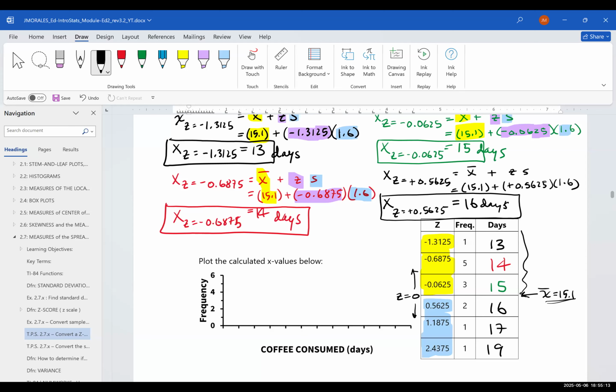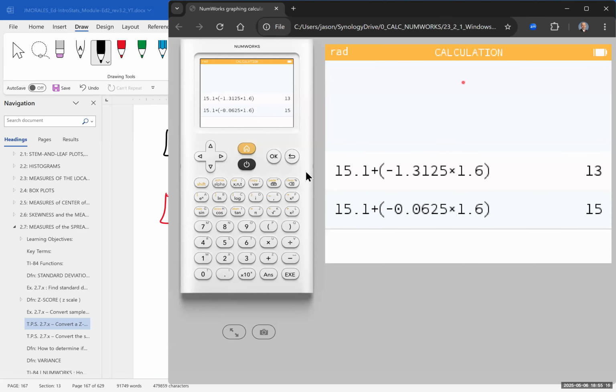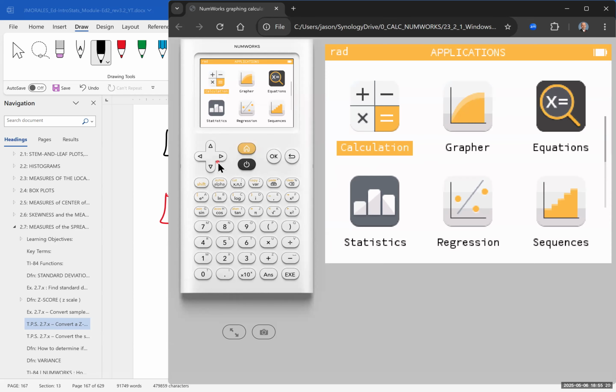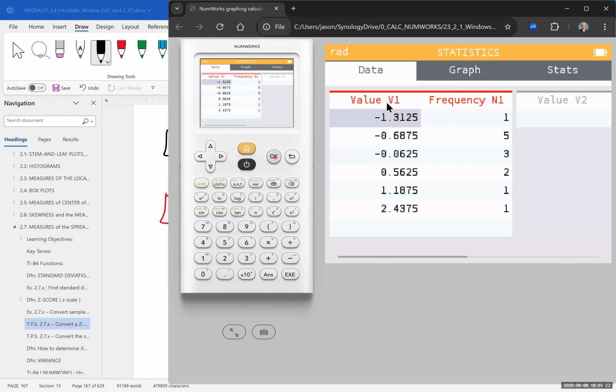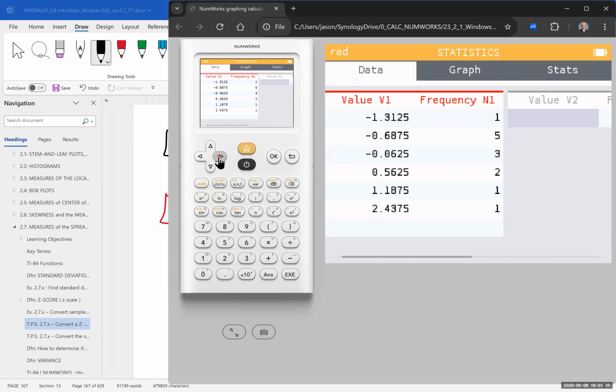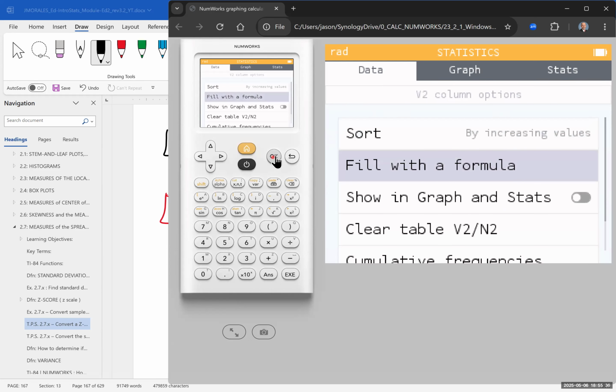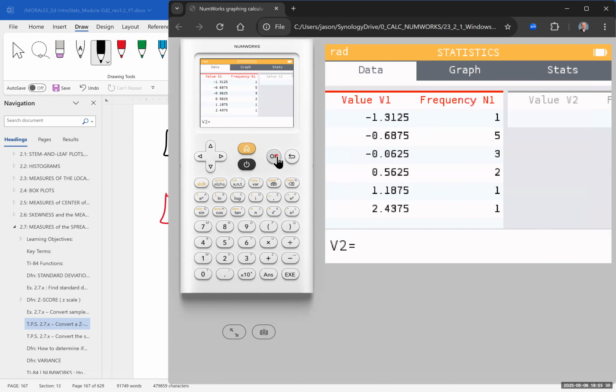Okay, now to do the same thing with the NumWorks calculator, let me go back home, go to the statistics app. So I put in the Z-scores, I put in the frequency, and now I want to program into this column V2 the same formula I've been using. So let me hit OK, fill with a formula, just make it empty.